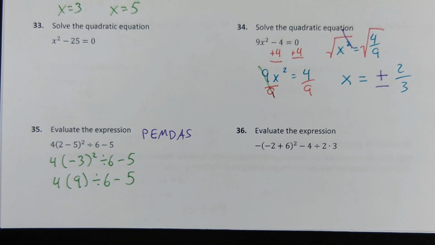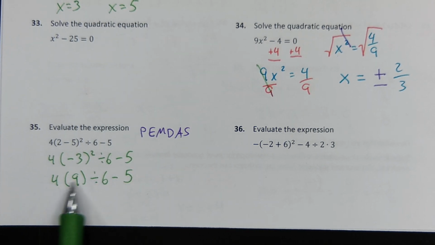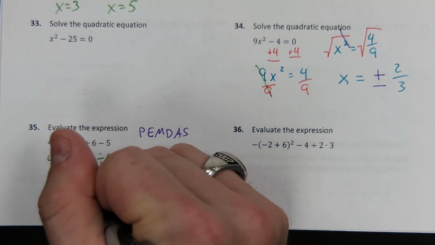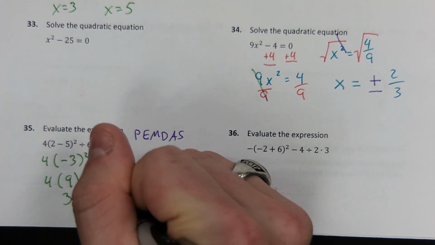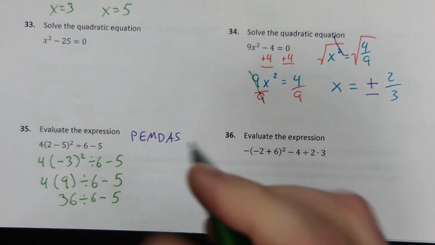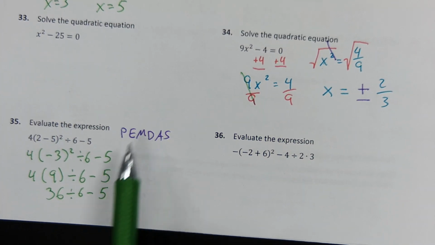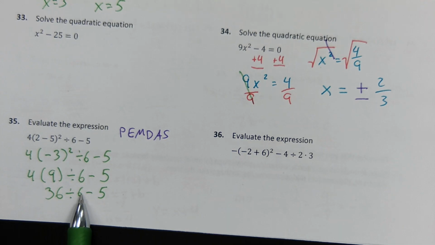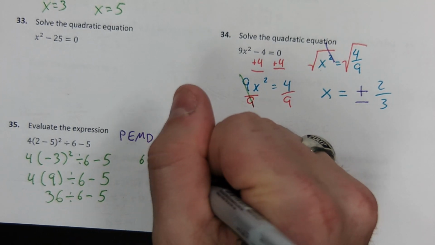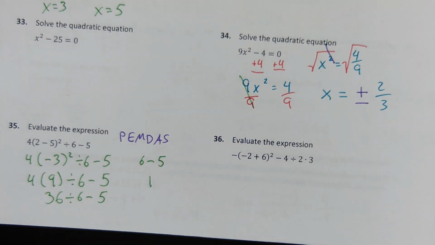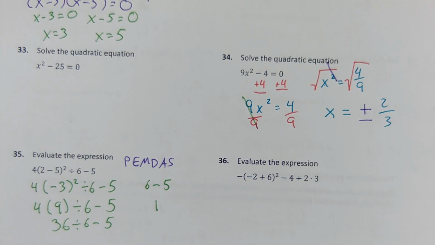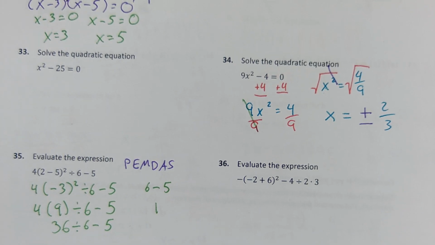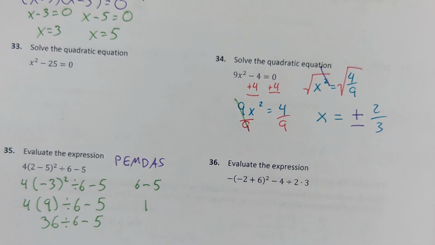Next would be multiplication if you have some. We do, right here. 4 times 9, that's 36. Then division. 36 divided by 6 is 6. Lastly, the addition subtraction. There it is. All that stuff equals 1. You go ahead and stretch your legs and practice on 36.